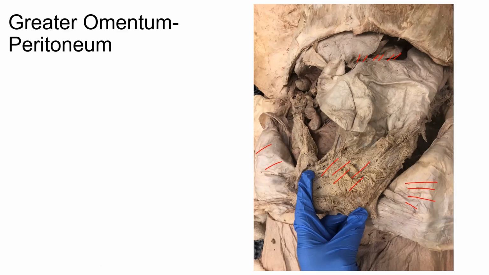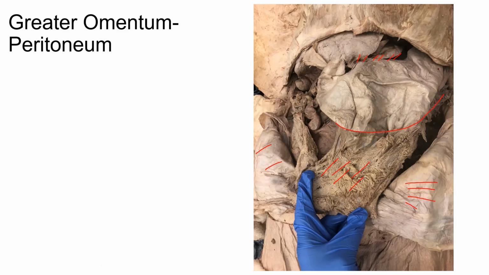So the greater omentum is down here, hanging off from the greater curvature of the stomach. Here's the stomach, and in some of these cadavers the stomach was really large and distorted, which I found quite unusual. The stomach should not be as big as we're seeing it here. It should be a little bit smaller, but chronic overeating can distort, enlarge, and really stretch out the shape of the stomach.